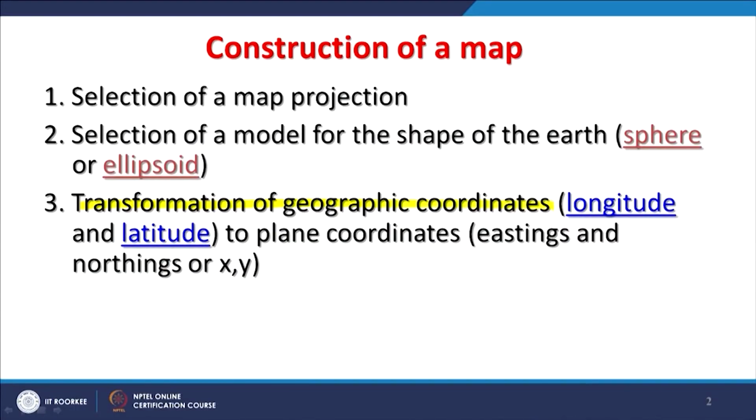Second thing is the transformation of geographic coordinates, that is latitude longitude, to plane coordinates. In a UTM projection we use the easting and northing, or x and y, generally x and y. These eastings and northings are in meters, not in DMS or DD. So a lot of changes or transformations are required from one shape to another, from one curved surface of the earth to the flat surface, and therefore projections are very much required.